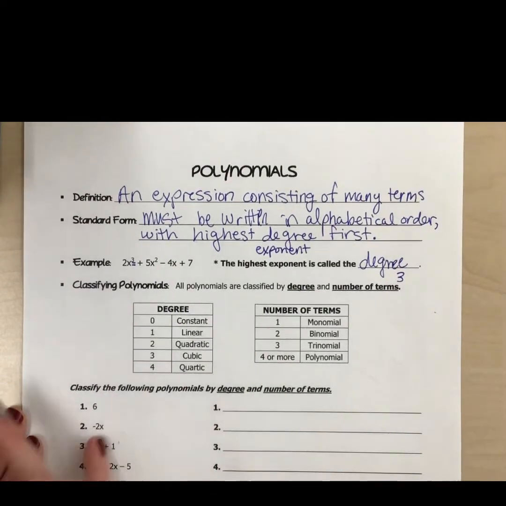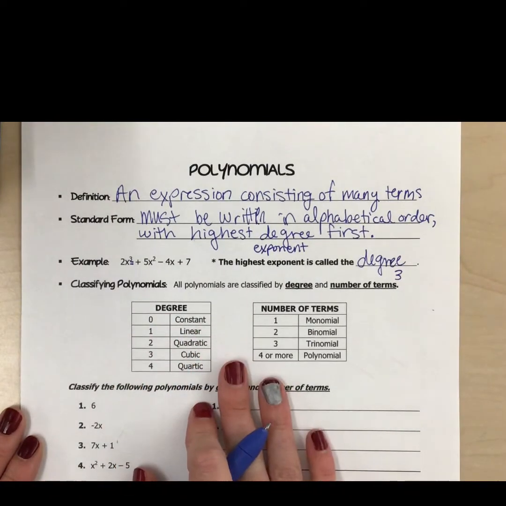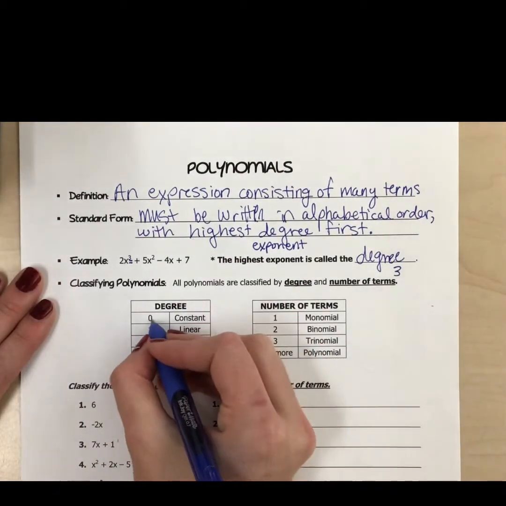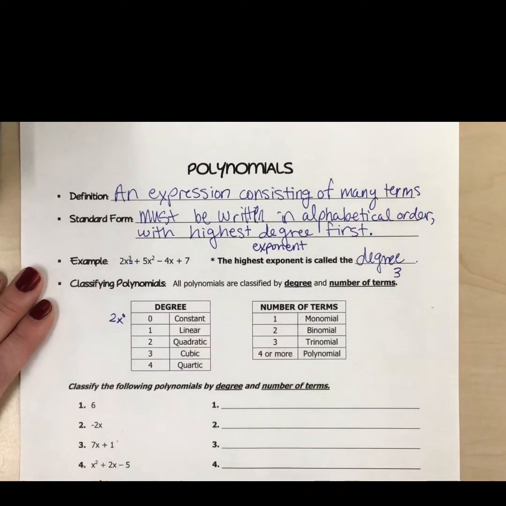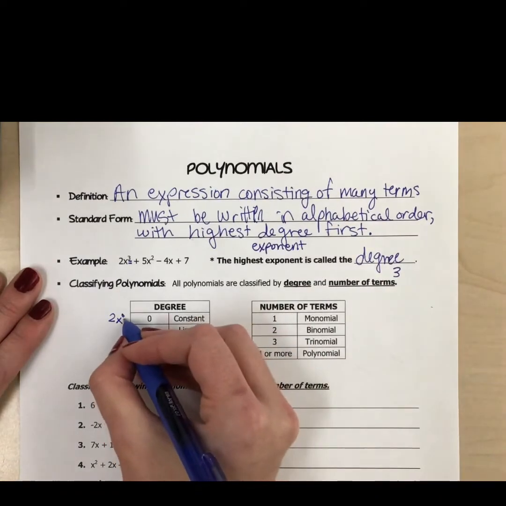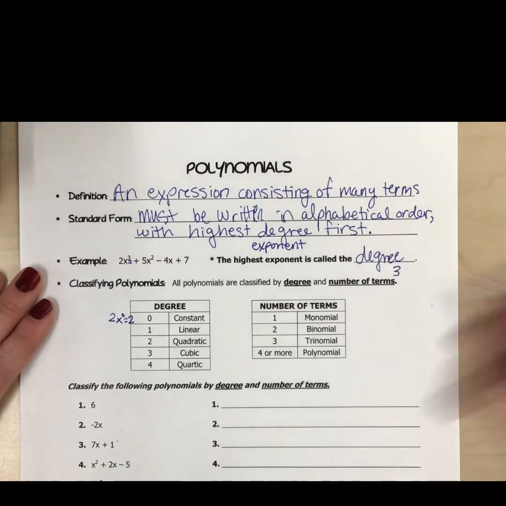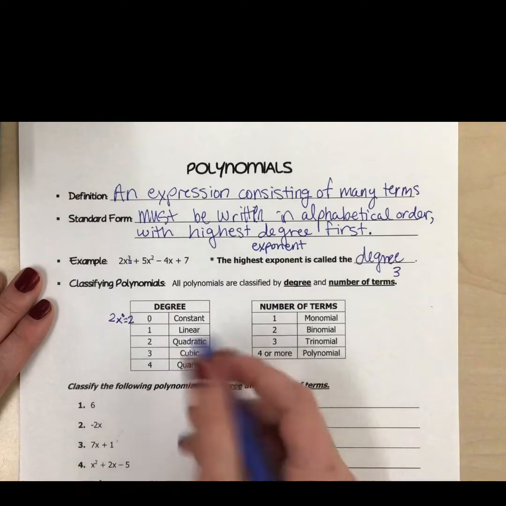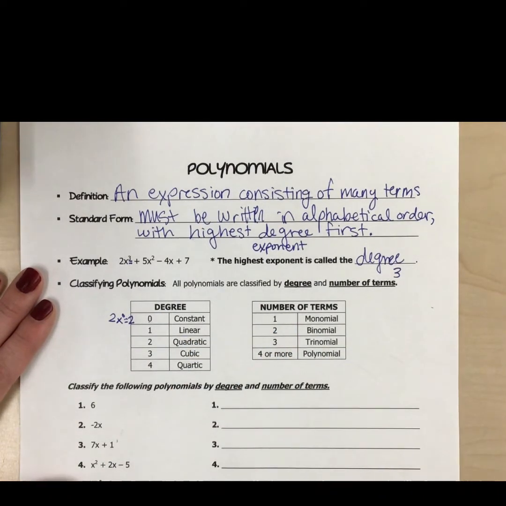Now, when we classify a polynomial, there are 2 things we need to remember. One thing is we're going to name it by its degree. So a constant term would just be a plain number, so it has degree of 0. So we could think of this as like 2x to the 0. Well, anything to the 0 power is just going to be 1. So this comes out to be just 2. So anytime you see just a number, that is a constant term. Its degree is 0.